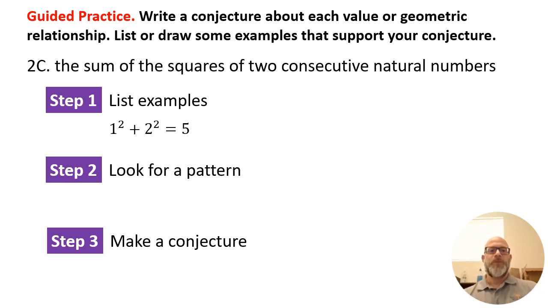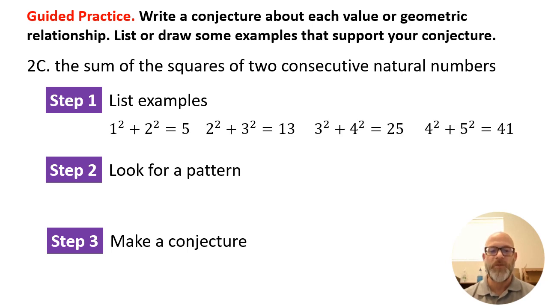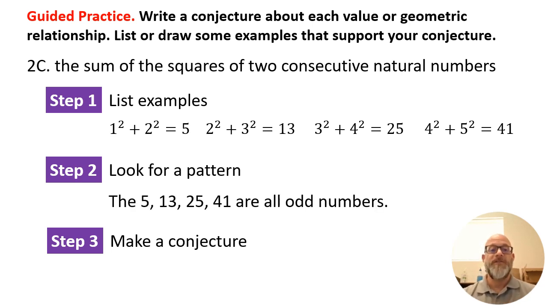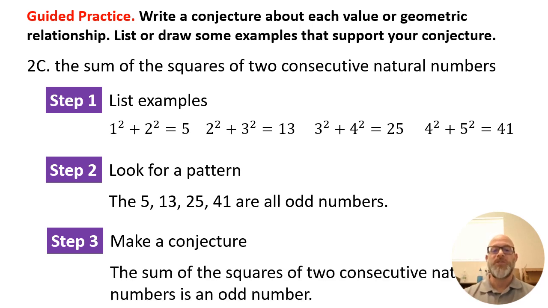All right, we're back. Well, 1 squared plus 2 squared equals 5. 2 squared plus 3 squared equals 13, 25, 41. Notice I'm taking sums. Notice that 1 and 2 are consecutive natural numbers. 2 and 3 are consecutive natural numbers. I'm squaring them before I add them. So what do I notice about the pattern? Well, there's quite a few patterns here, but one of the obvious patterns is 5, 13, 25, and 41 are all odd numbers. Therefore, my conjecture: the sum of the squares of two consecutive natural numbers is an odd number.